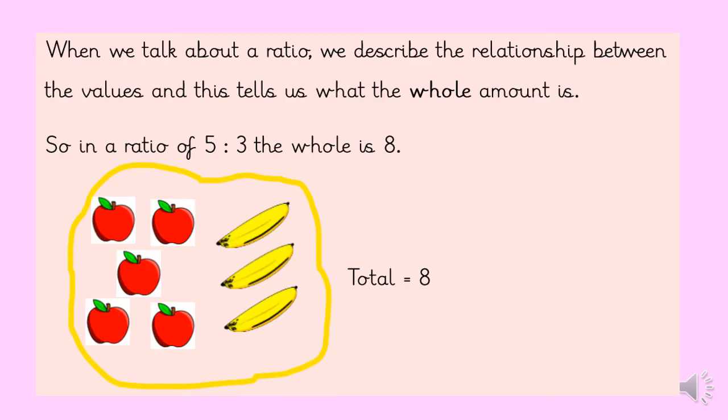When we talk about a ratio, we describe the relationship between the values, and this tells us what the whole amount is. So in this picture there's a ratio of 5 apples for every 3 bananas. There's a ratio of 5 to 3, and the whole is 8. There are 8 pieces of fruit in total.